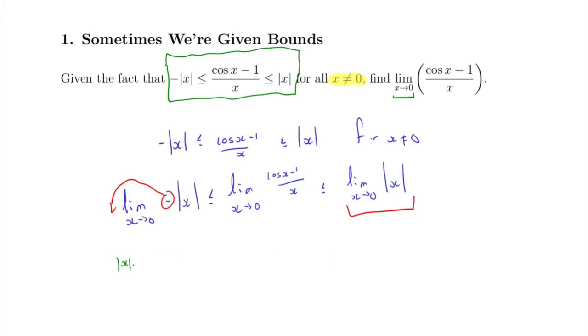The absolute value of x is a piecewise function. It's negative x if x is less than 0, and it's x if x is greater than or equal to 0. You've probably seen this before. And so what that means is that we can take a look at a left-sided limit and a right-sided limit here. The limit as x approaches 0 on the left of the absolute value of x, that's going to be when x is less than 0. So we're going to use this rule for our function. That's the same thing as the limit as x approaches 0 on the left of negative x.